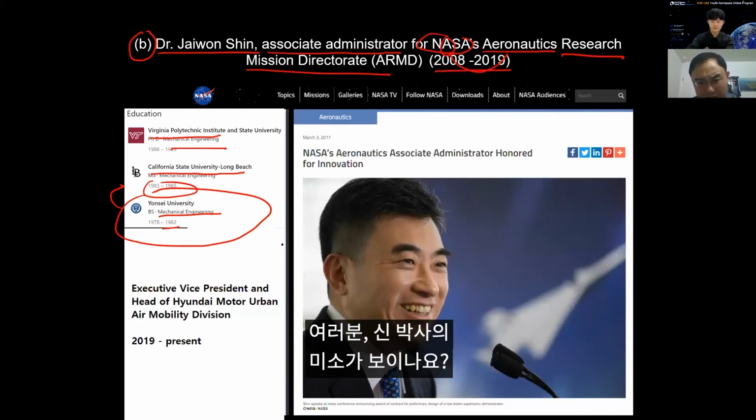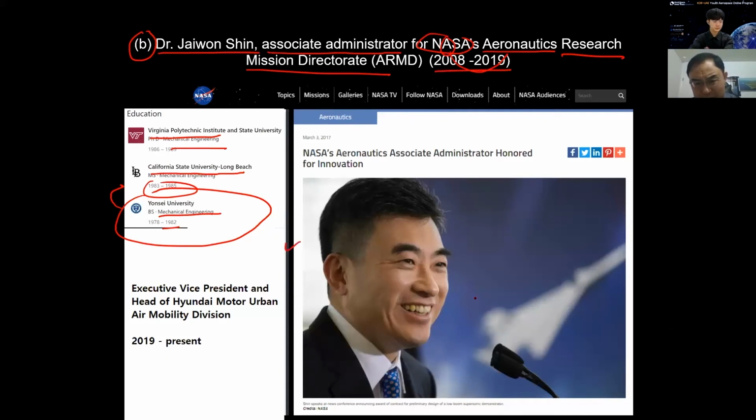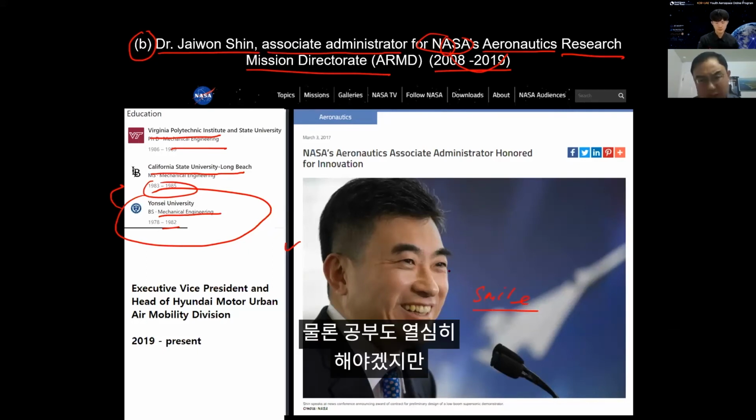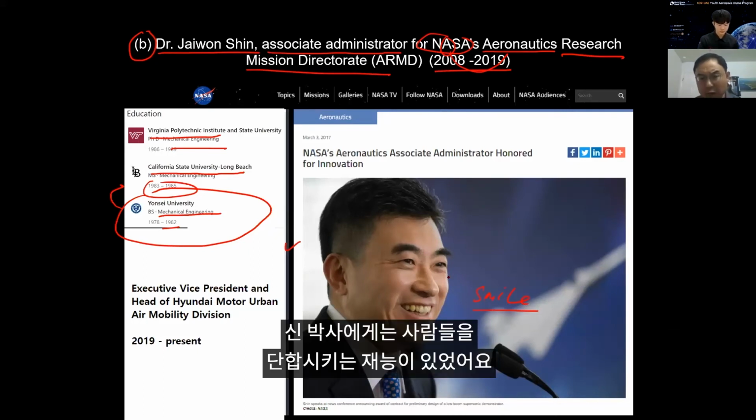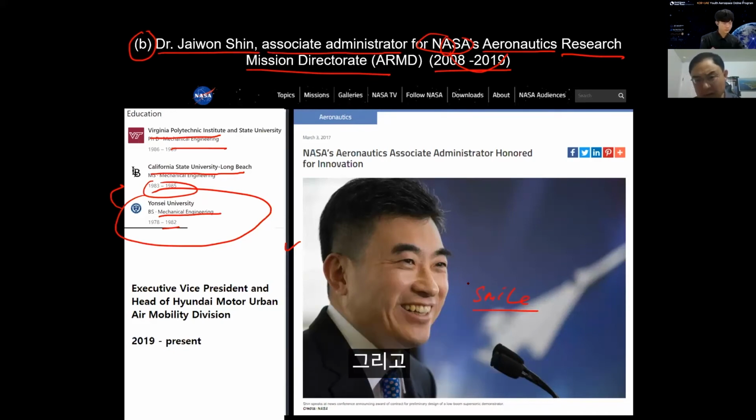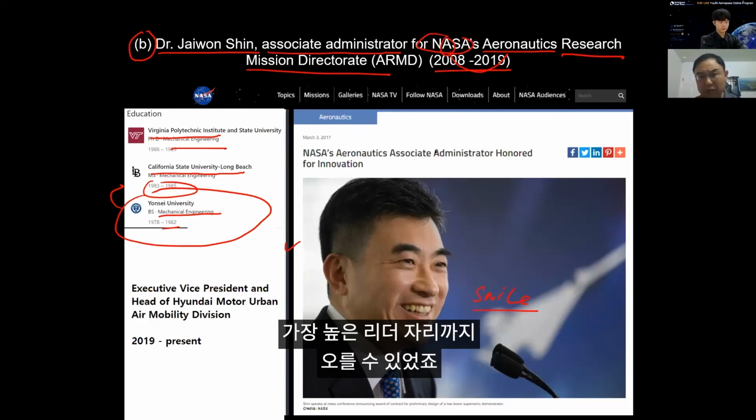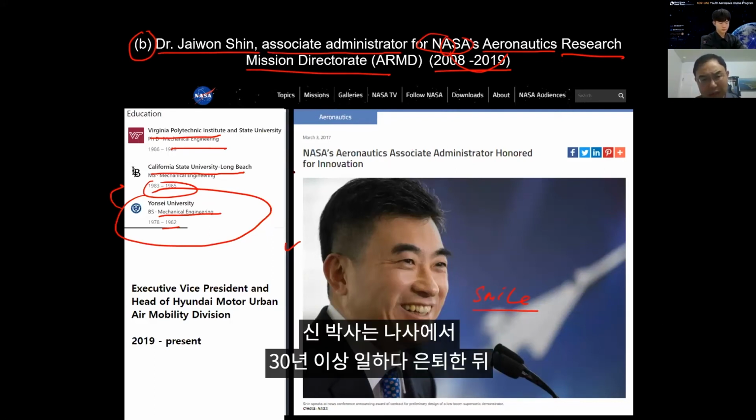So look at him. Can you see his smile? I think the secret of Dr. Shin's success was his personality. Yeah, I mean, you need to study hard, but I think he knows how to bring people together, right? And he's not a Native American, but he could reach this top leadership position. Currently, he has retired. He was in NASA more than 30 years.